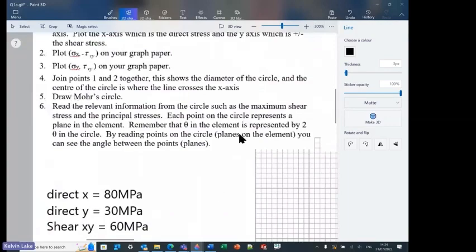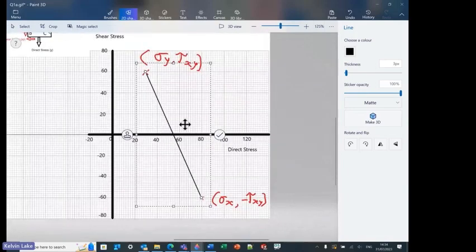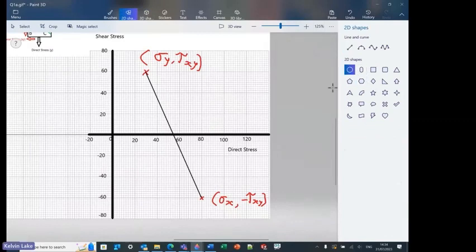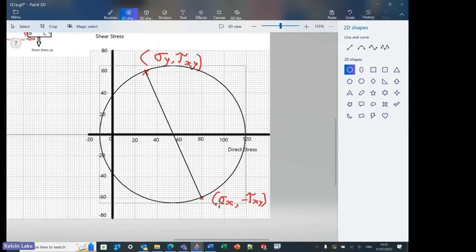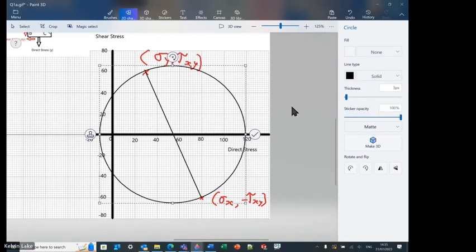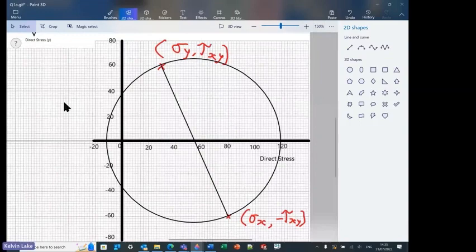Draw Mohr's circle. Okay. So using that information now, we can draw Mohr's circle. So let's do that. We'll click on our 2D shapes, go to our circle, we'll hold down Shift and Control, center of our circle there, and then Mohr's circle goes through those 2 points that we've just created. So we'll extend that until it goes through those 2 points, which is about there. And we've got Mohr's circle. So what we can do now is extract information from that to answer the question.